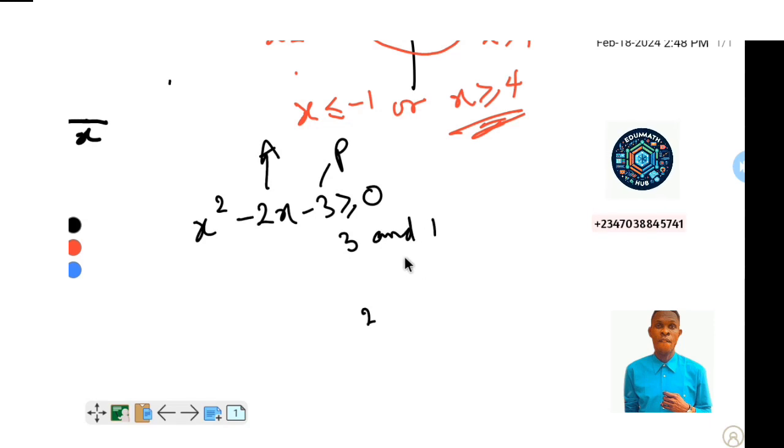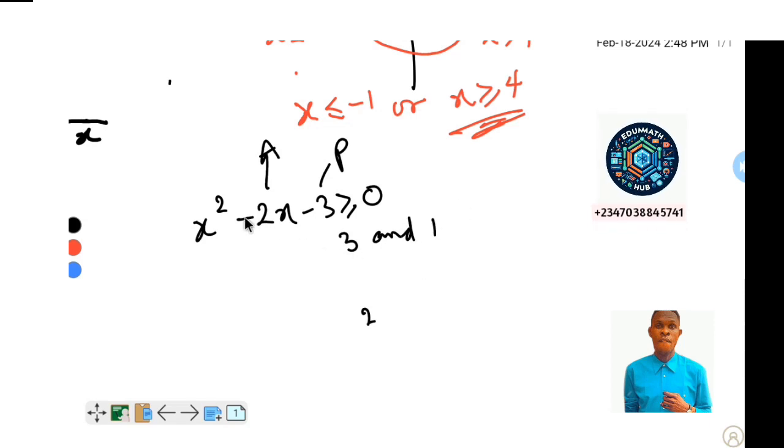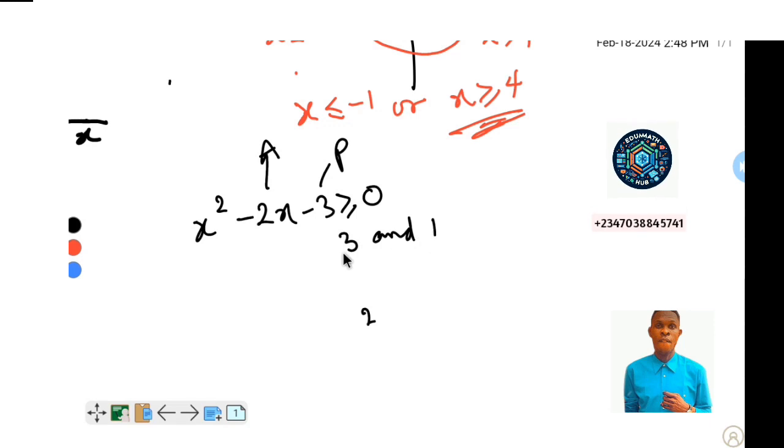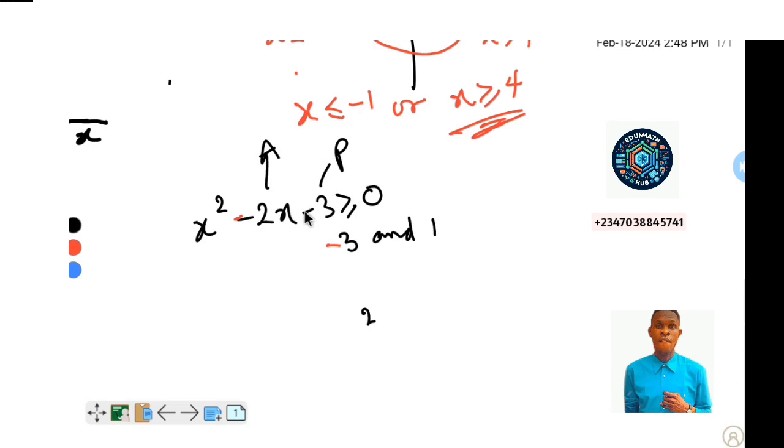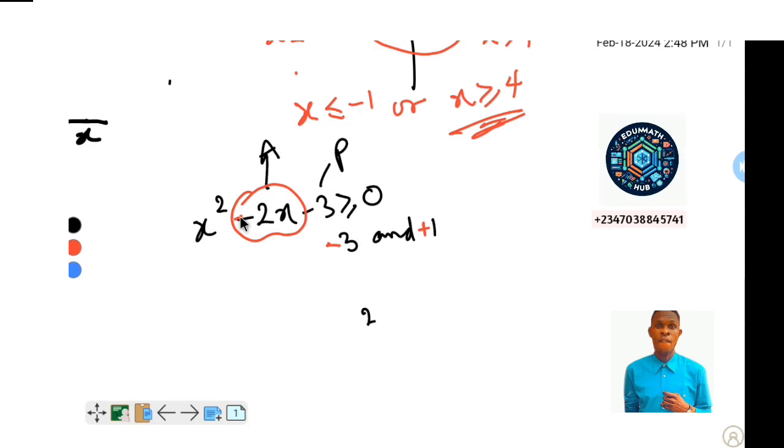3 and 1. Okay, now let's give it the proper signs. This is the middle term. This middle term, give it to the bigger number. This is 3 and 1. 3 is the bigger one, so give it minus. Then do minus times plus. Sorry, do minus times minus. That will give you plus. Give it to the smaller one. So we have minus 3 and plus 1. Don't forget the sign of this middle term, we go for the bigger factor. Why? Minus times minus is plus, so go for the smaller one.